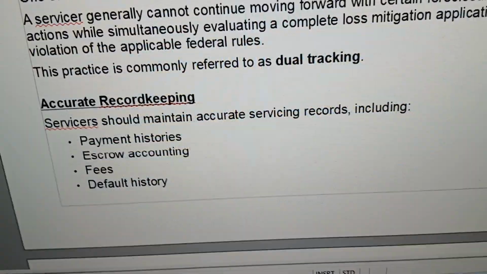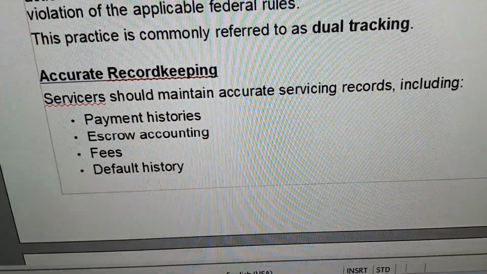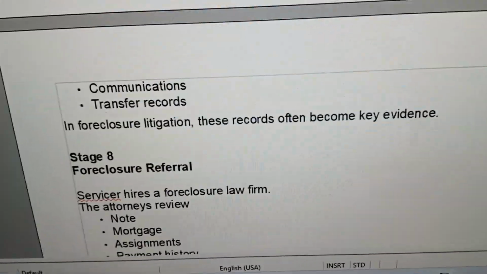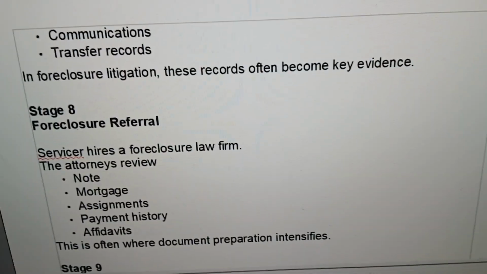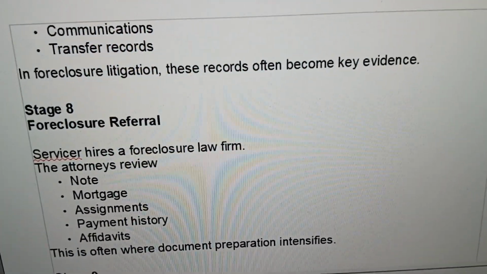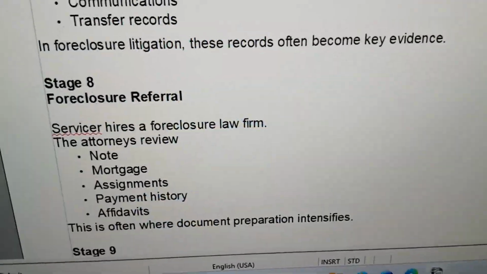Accurate record keeping. Servicers should maintain accurate servicing records, including payment histories, escrow accounting, fees, default history, communications, and transfer records. In foreclosure litigation, these records often become key evidence. Keep that in mind.